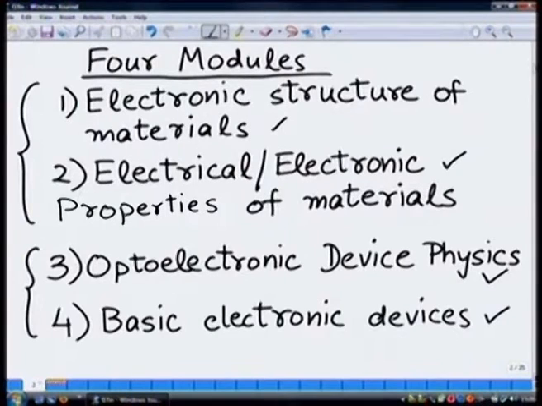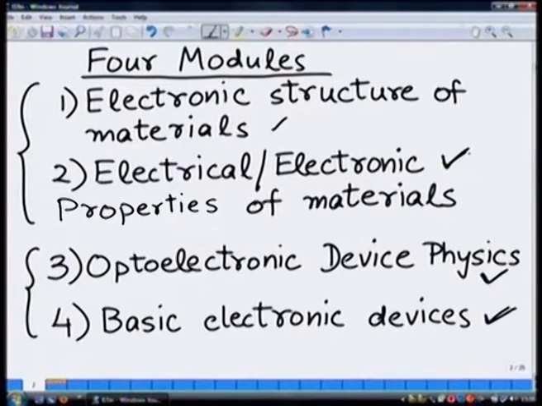Okay, so let's see the flow of these 4 modules, how this works. Essentially this course is on optoelectronic materials and devices, which means we have to tell you about optoelectronic device physics and basic electronic devices. These are the 2 things essentially we need to tell you about. In order to do so, what we need to know upfront is electronic properties of materials, hence it comes before this. And in order to understand electronic properties of materials, we need electronic structure of materials, from which we derive electronic properties of materials. So this is how this whole thing has been arranged.